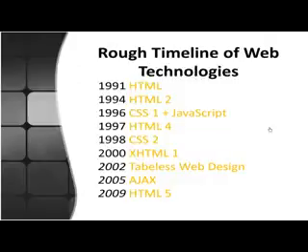Rough timeline of web technologies: 1991 HTML, 1994 HTML2, 1996 CSS1 plus JavaScript, 1997 HTML4, 1998 CSS2, 2000 XHTML1, 2002 Tableless Web Designing, 2005 Ajax, 2009 HTML5.